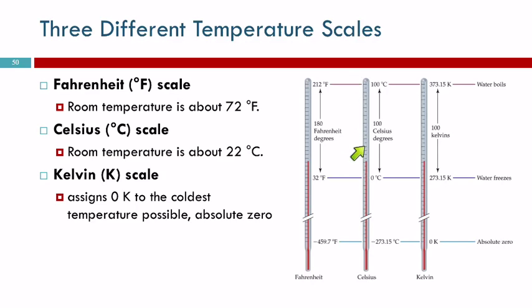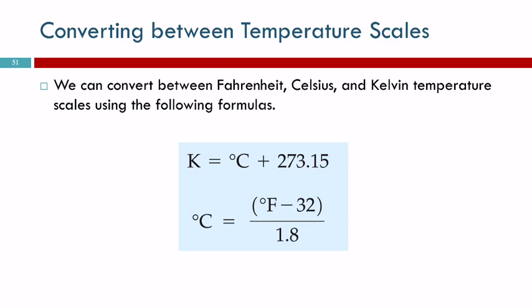On the Celsius scale, the difference between boiling and freezing of water is 100 degrees. On the Kelvin scale, it is 100 kelvins. The Kelvin scale does not use degrees, it uses a unit called a Kelvin. On the Fahrenheit scale, the difference here is 180. So we have to use equations to convert between the temperature scales.